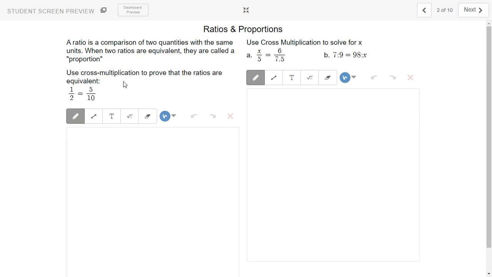So a ratio is written like this. So we have 1 to 2 is equal to 5 to 10. This is equivalent to what we've written here.